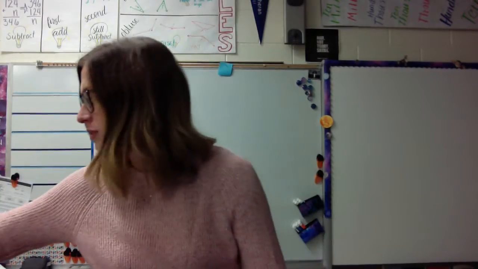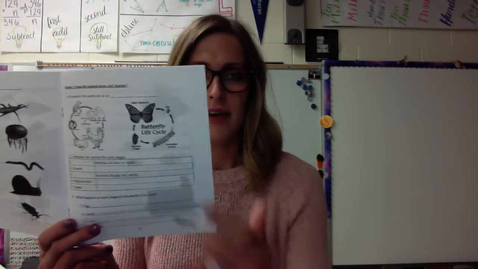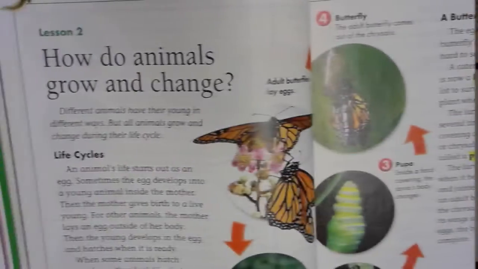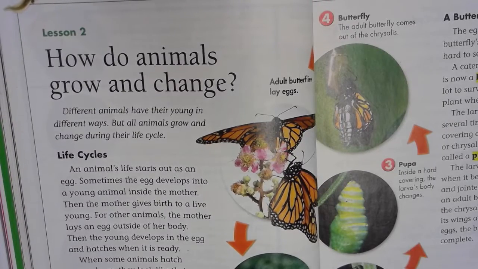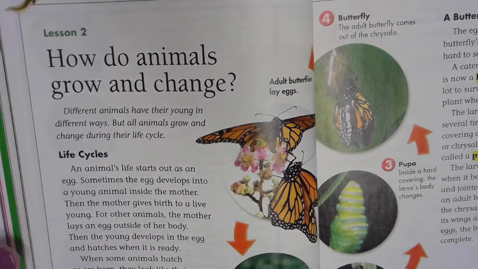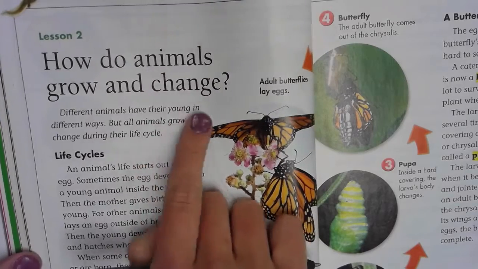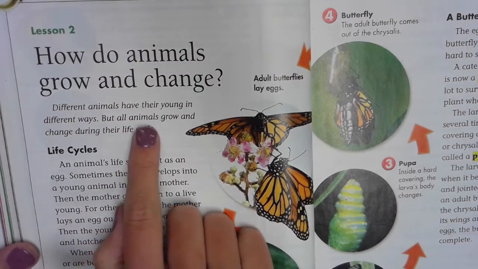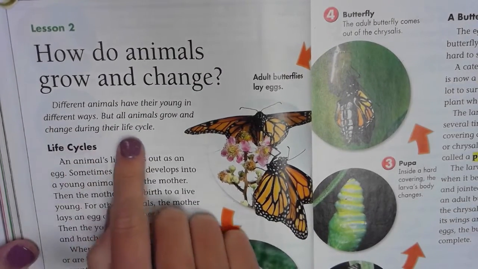Make sure you have your notes out. We'll be on page 5 at the top here. Lesson 2. How do animals grow and change? Different animals have their young in different ways, but all animals grow and change during their life cycles.